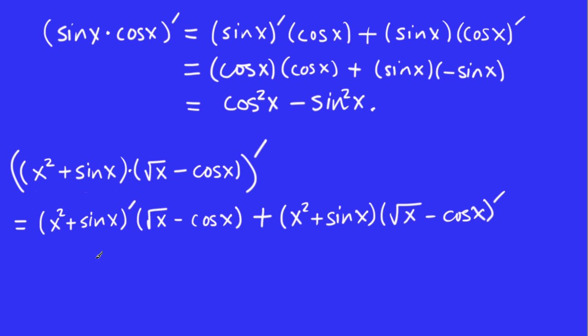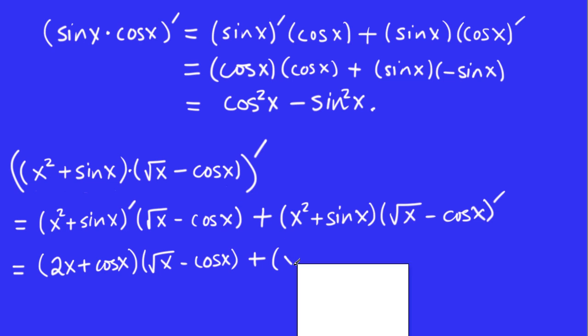Okay? Now, how do we find the derivative of this first factor? Well, it's a sum, right? So we do the derivative of the first plus the derivative of the second. The derivative of x squared is 2x. The derivative of sine x is cos x. This factor we just recopy. No, the derivative symbol is not there, so we don't need to do anything. We just recopy it. Recopy this one.